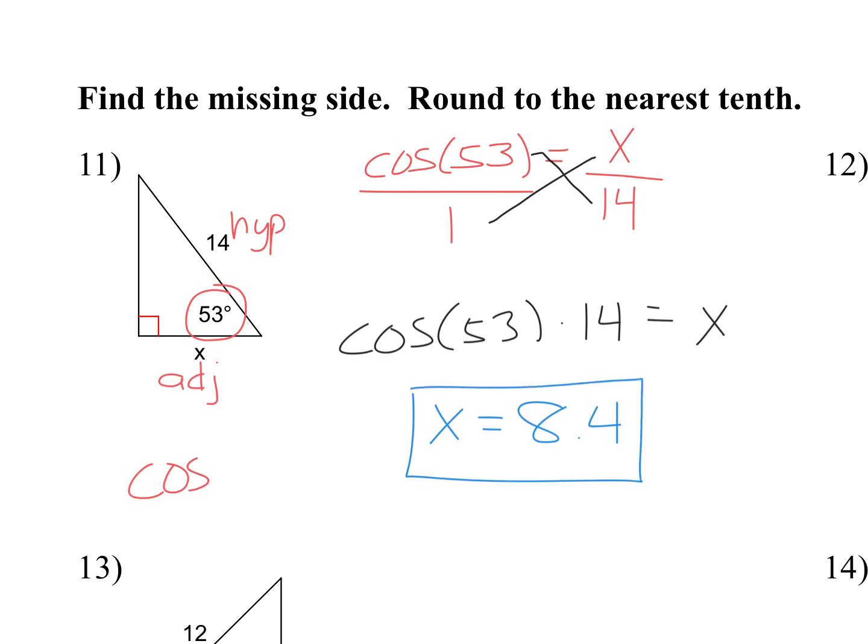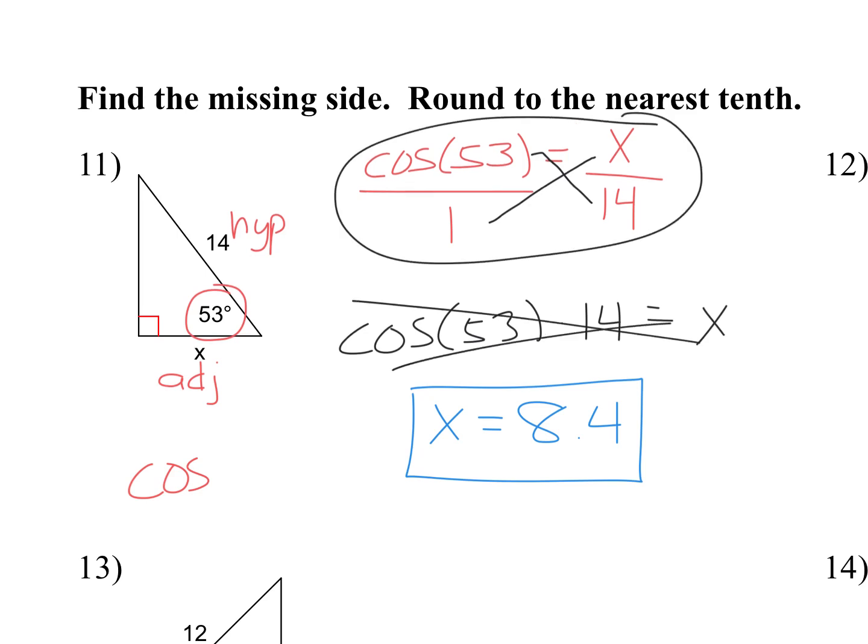Understand what we're finding. What did we just find? X, which x is what? The adjacent side. So we just found one side length. So if you're cross multiplying and they happen to multiply to each other, you just multiply those two together. Now, I need to see this part. I do not need to see this part if you don't want to write that part, but I need to see this.